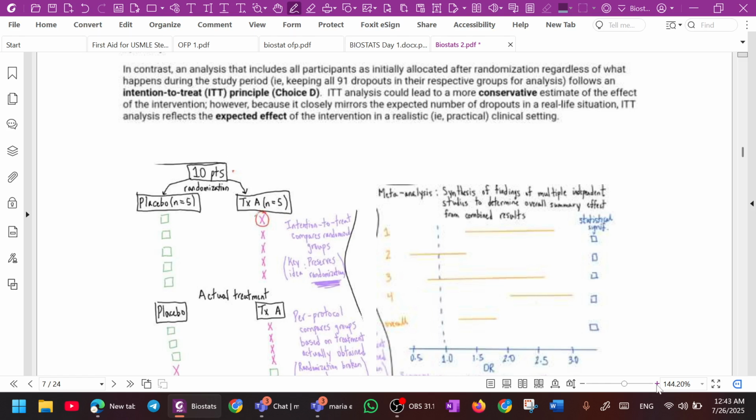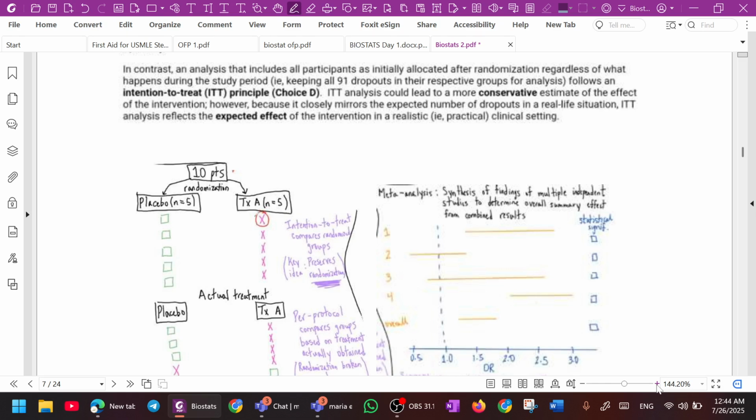Intention to treat: you start with five people here, so five green squares and five X's here. With intention to treat, you just keep them in the same place, even if there is a dropout. He said that this one dropped out, but you still keep them here. The key of intention to treat, and why it is better than per protocol, is that it preserves randomization. So just remember that intention to treat is always better than per protocol.